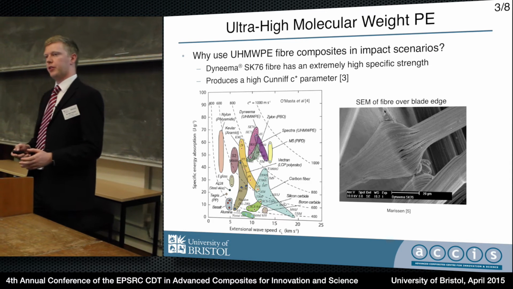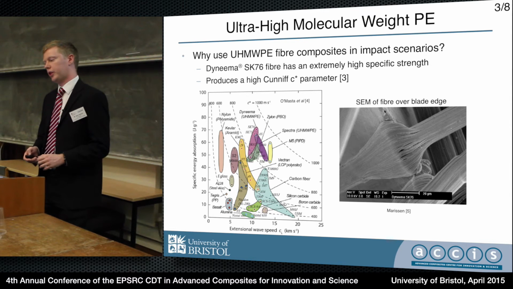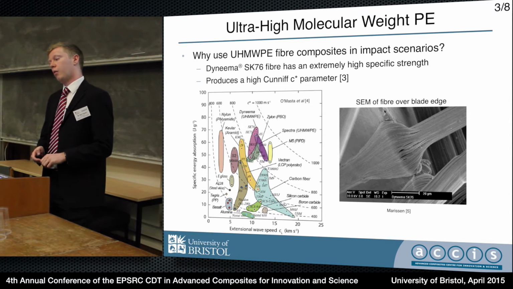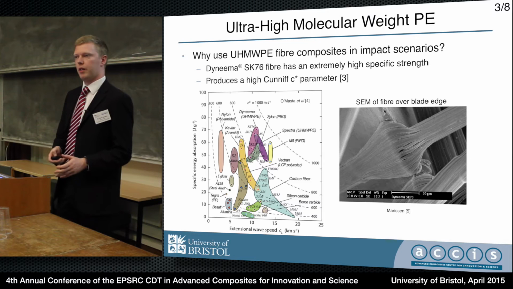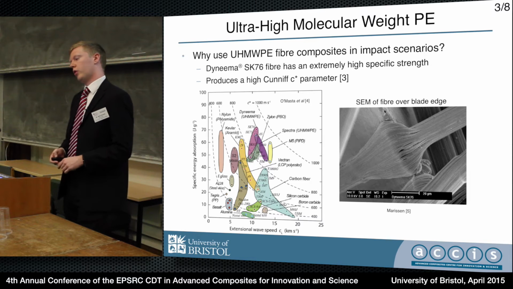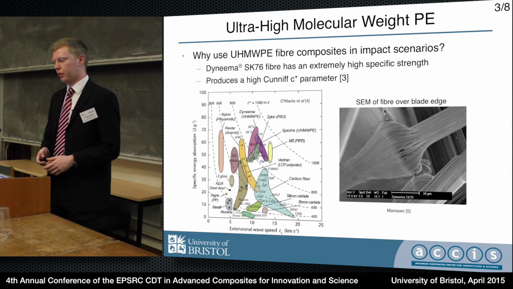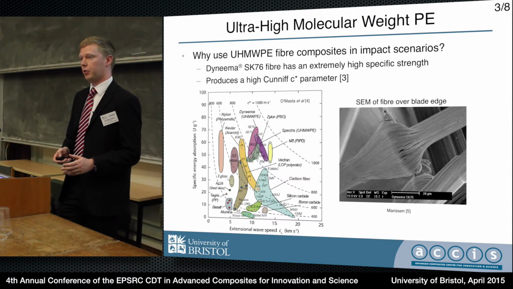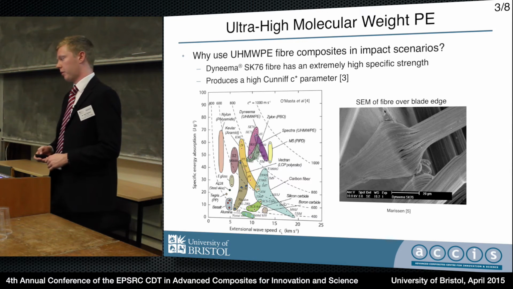The reason why I'm interested in these type of composites is because they have the highest specific energy absorption, as well as one of the higher extensional wave speeds. And when you look at this Ashby plot, they're high and right on the right-hand side when you compare them to carbon fiber or S2 glass. And when you multiply extensional wave speed with specific energy absorption, you get a high C star parameter, which is a very good indicator of ballistic performance for composites.